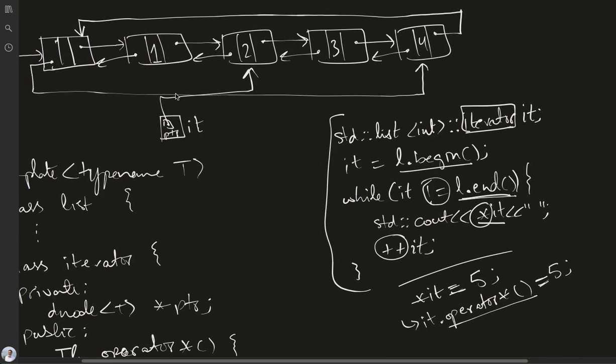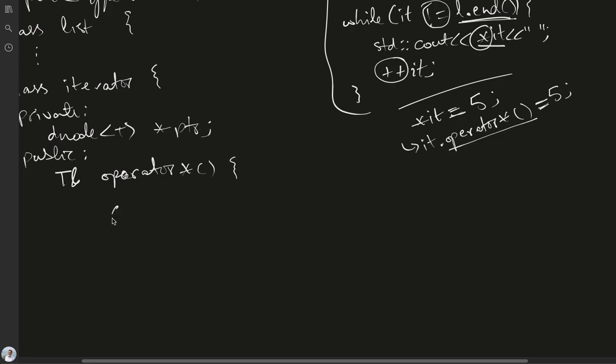So in operator star, what should be returned? So if it is pointing to this object, we should return this value, right? And how do we get it? We have pointer to this node, and we simply return ptr dot val. So it should return the value.